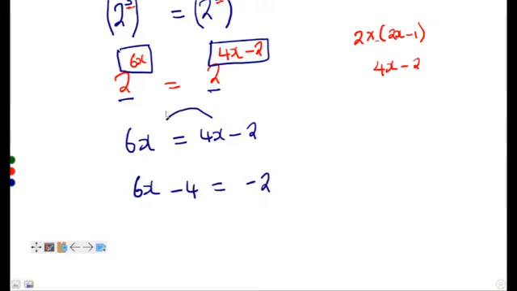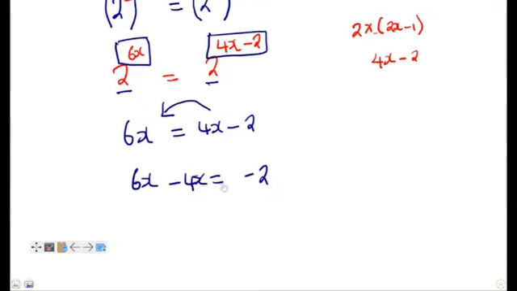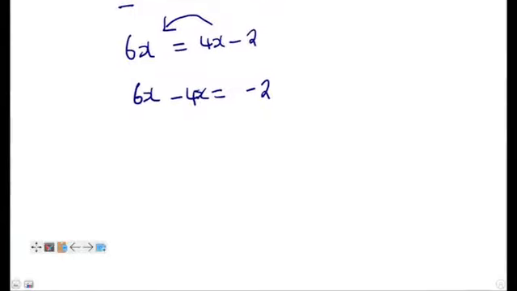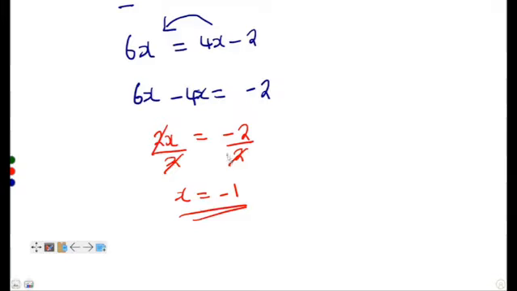So this 4x has just gone this side. We have collected the like terms. So we can now simplify, where we just say 6x minus 4x, this will give us 2x equal to negative 2. So we're going to divide by 2, even this side we divide by 2, so that this and this will cancel. Therefore, x is equal to negative 1, because 2 here is 1, 2 here is 1. So 1 times negative 1 gives negative 1.